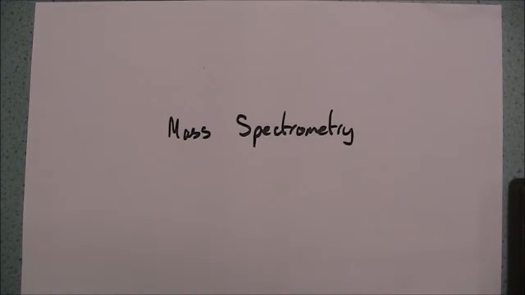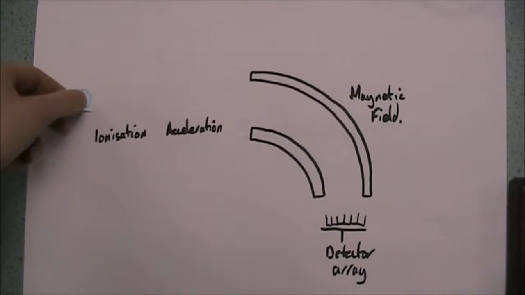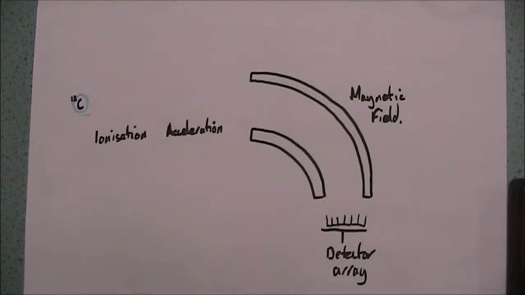And there are various different types, which you don't need to necessarily know for the AS level or the A2 level. But just to show you roughly how it works, here is a very simplified diagram of a mass spectrometer, and here is a single atom of carbon that I'm going to put through it. So the first stage is ionization.